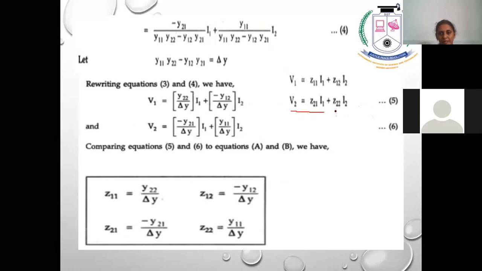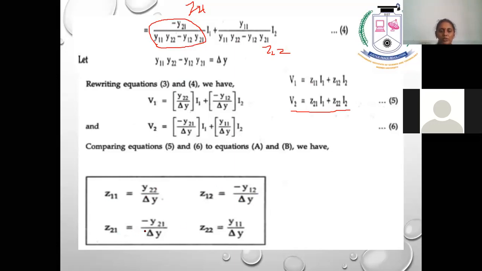The second Z parameter equation is V2 is equal to Z21 I1 plus Z22 I2. Now what is Z21? Z21 is equal to minus Y21 divided by del Y. And what is Z22? Z22 is the coefficient of I2, so Z22 is equal to Y11 divided by Y11 Y22 minus Y12 Y21, which is del Y. Whatever we have got here, the same thing I have written: Z11 is equal to Y22 by del Y. Z12 is equal to minus Y12 by del Y.